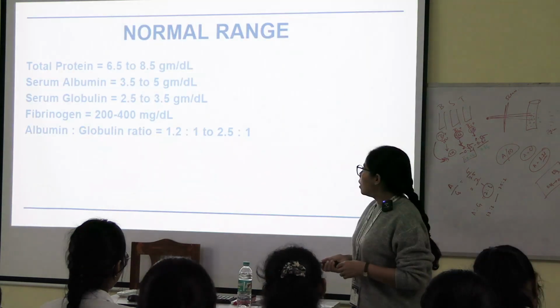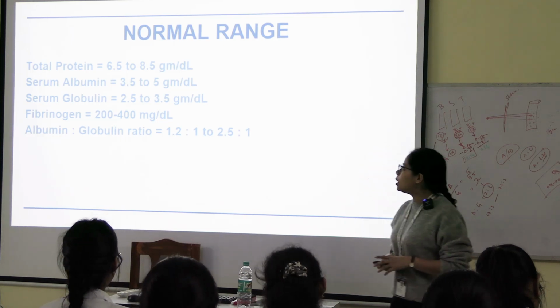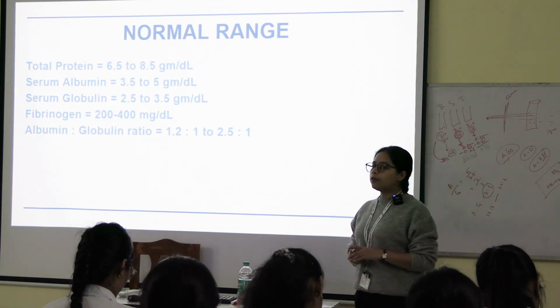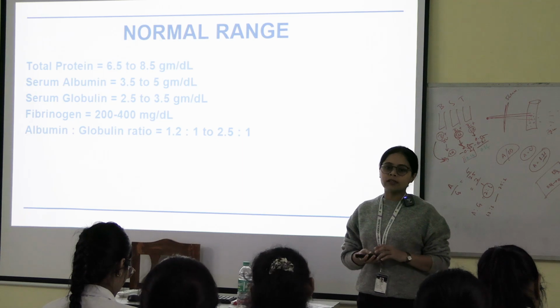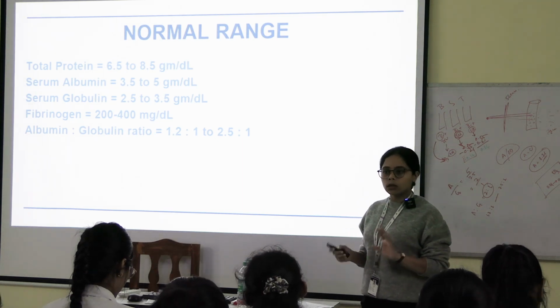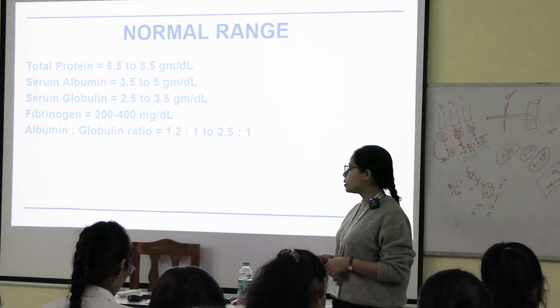Okay. Then the normal range. Total protein ranges between 6.5 to 8.5 g/dl. In some places you can get 6 to 8 as well. Both are correct. A 0.5 difference doesn't matter.